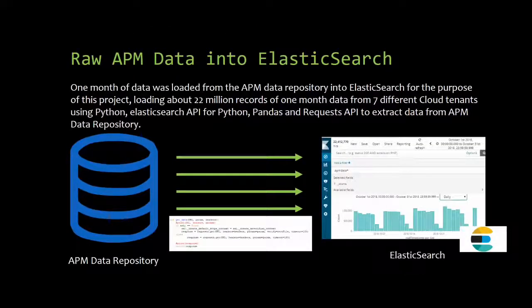One month of data was loaded from the APM data repository into Elasticsearch for the purpose of this project, loading about 22 million records for 1 month of data from 7 different cloud tenants using Python, the Elasticsearch API for Python, Pandas, and the Request API to extract the data from the APM repository.